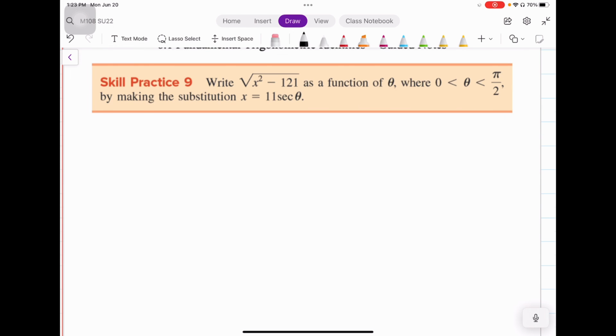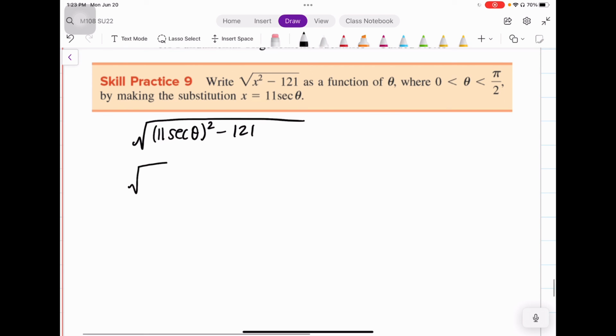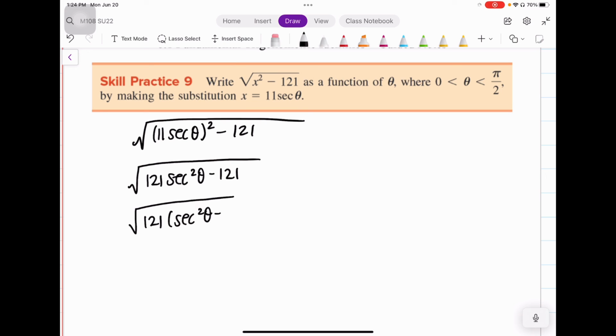And lastly, we are going to be writing this expression x squared minus 121 as a function of theta, where theta is between 0 and pi over 2, using the substitution that x is equal to 11 secant of theta. That's 11 secant of theta squared minus 121, which is the same thing as 121 secant squared of theta minus 121. Now notice that 121 is common to both terms, so I can write that as 121 factored out, and that's secant squared theta minus 1.